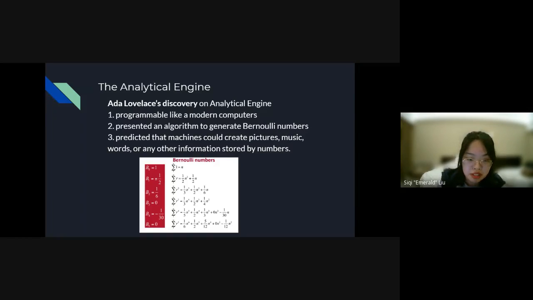Lovelace also presented an algorithm to generate the Bernoulli numbers, which looks like this. It is a complicated series with no pattern, for the analytical engine. And this was considered the first computer program ever written in history.